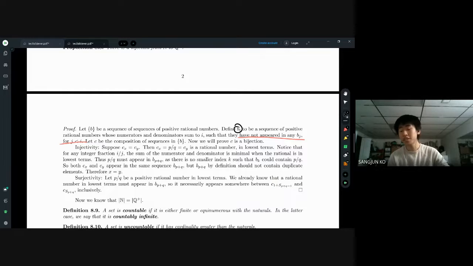Okay, and now surjectivity is even easier, because if p over q is a positive rational number in lowest terms, then it must appear in B sub p plus q, so it must appear somewhere between these two indices. All right, so that means we have constructed a bijection between the natural numbers and the positive rational numbers. So that means they have the same cardinality.